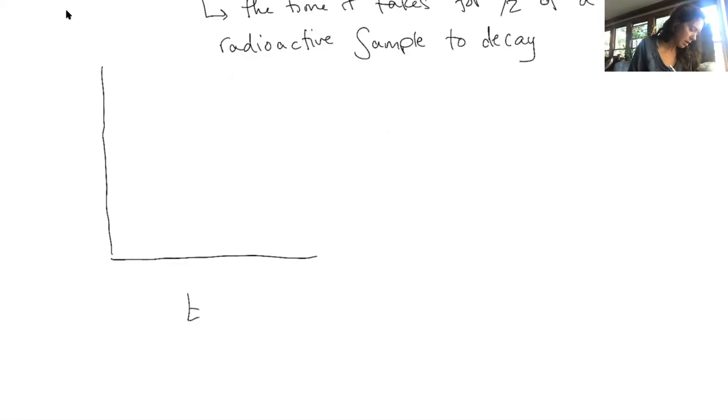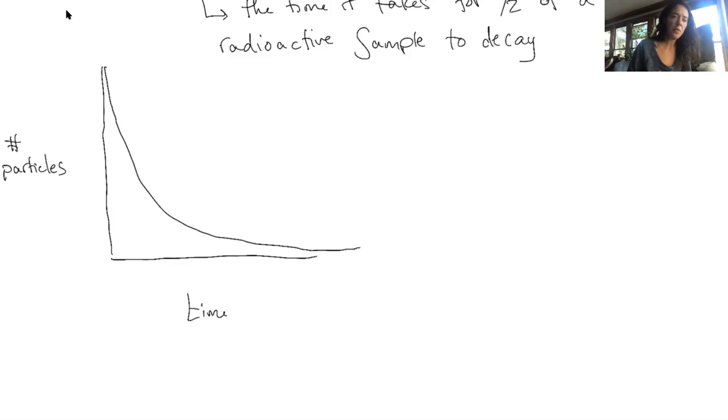Down here we would have time, and up here we would have number of particles. If this was a half-life graph, it would go like this. It would really never reach that bottom there. And if I wanted to read this graph to determine the half-life, let's just look at this.